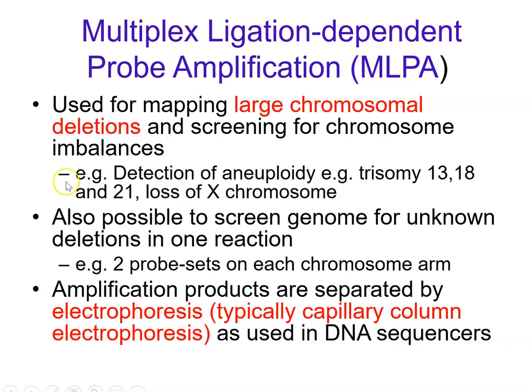So we can do this for prenatal diagnosis, so we can look for aneuploidies, so trisomy chromosome 13, 18, 21, loss or gain of X chromosome, loss or gain of Y chromosome. And we can detect it all in a single experiment and then run all the amplified products down a capillary electrophoresis, which can then separate out all the different size products. So that's one of the applications of it, and I'll now take you through the full workflow of how it works.